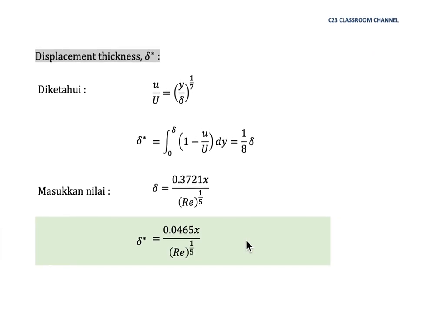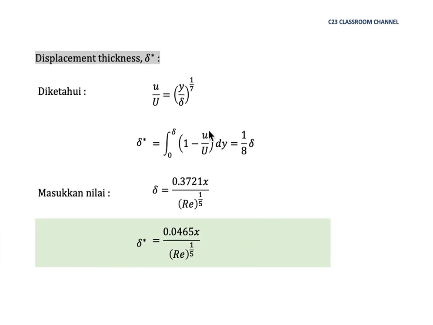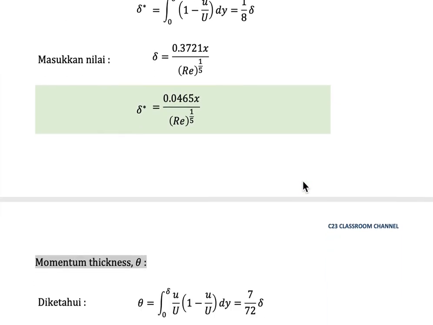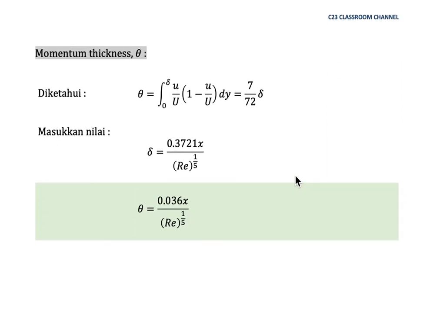And then we could continue our calculation to find delta star. This is the velocity profile, and this is the equation for the displacement thickness. Then we get it is 1 over 8 delta. We replace the value of delta, and then we get the value of delta star as this one. This is the momentum thickness, so we have delta. Again, we solve the equation and get the final answer here. We substitute the value of delta with the previous answer, and we could say that theta is equal to 0.036x over Reynolds number to the power of 1 over 5.